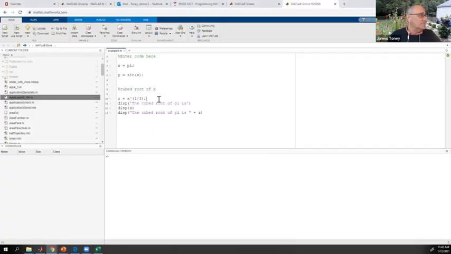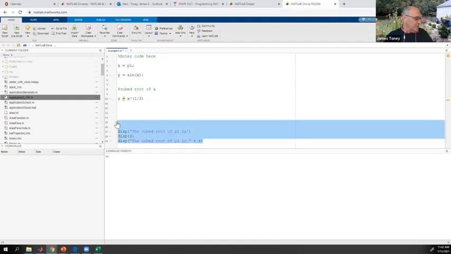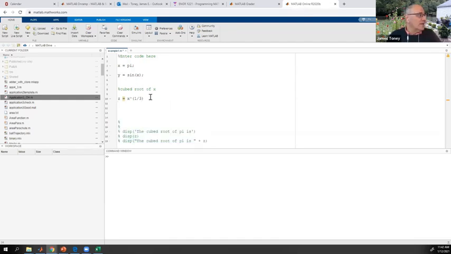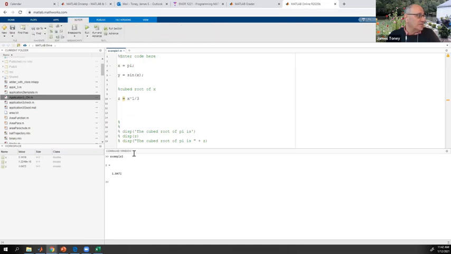Okay, so for example, if you want to take the cubed root of something, if you do this, that is not correct. Because remember, the exponentiation has higher precedence than the division. So this is going to take x to the first power and then divide by 3. So that's just going to be x over 3. And x in this case is pi, so that came out to be 1.047.